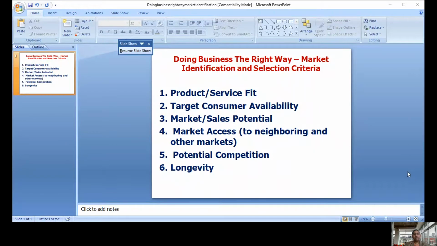As you see here, number one is very important, which is product service fit. Whatever the product or service or offerings you are offering, that market needs to actually accept that particular product or service. So the fit is very important. You can't sell a product which is not fit for the particular market.